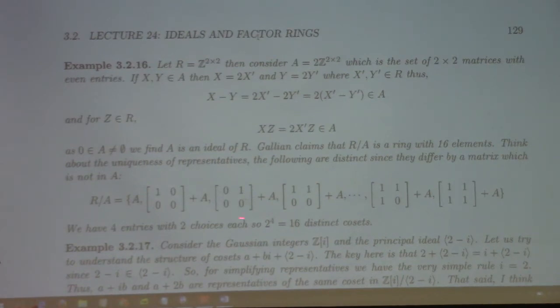Anyway, it's fairly clear that there are 16 things. You've got 4 binary digits, each ranging from 0 to 1, and 2 to the 4th is 16 distinct cosets. Now, that one's fine, but here's this one.